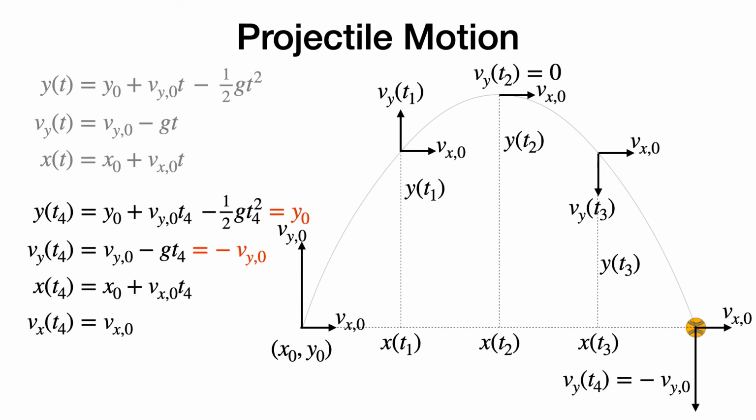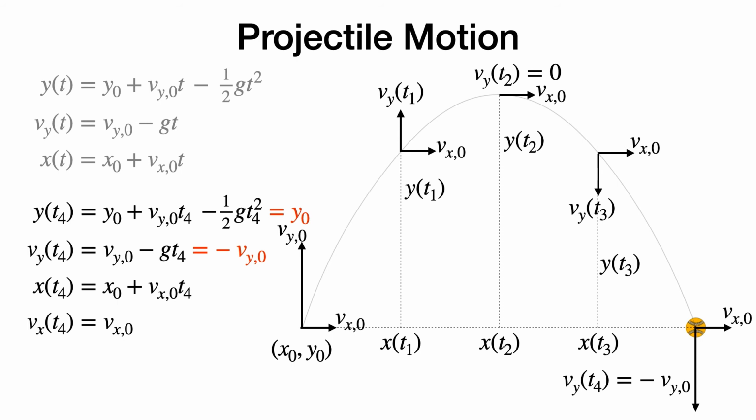Because we know we have returned to the same height, y0, we can use the equation for the y position as a function of time to determine the time t4 at which the object will return to ground level. That equation will actually have two solutions, one of which is t equals 0, but the non-zero solution, t4, will give you the time of flight of the projectile if it is traveling from one particular level up in height and back to its original starting height.